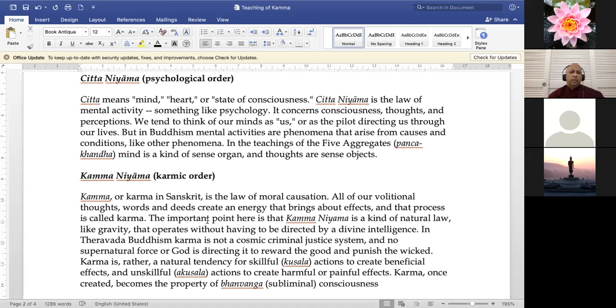Like in Jain, karma is different than fate, because once created, karma becomes the permanent property of our consciousness. Wherever you go, you carry your karma within.